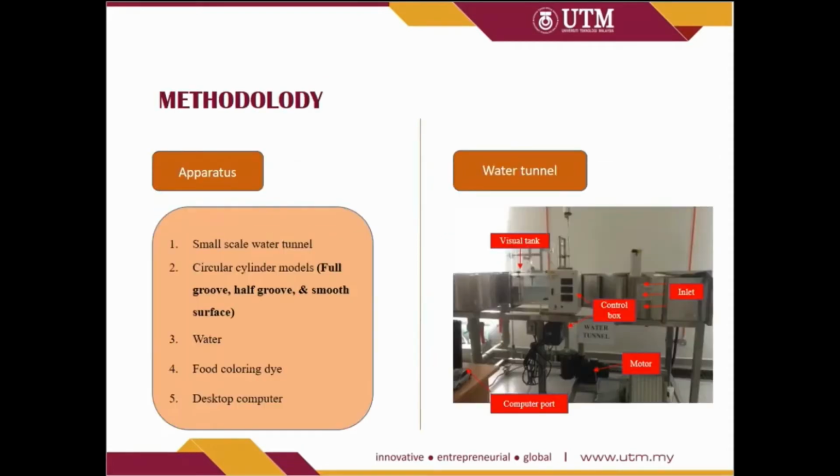Next, we move to the methodology part. The apparatus that I used to conduct the experiment is a small-scale water tunnel, circular cylinder models, which are full groove, half groove, and smooth surface, water, food coloring dye, and also a desktop computer. From the right image, it shows the water tunnel machine that I use. It consists of 5 component parts, which are head tank, test section, tail, pump and piping system, and also speed controller box.